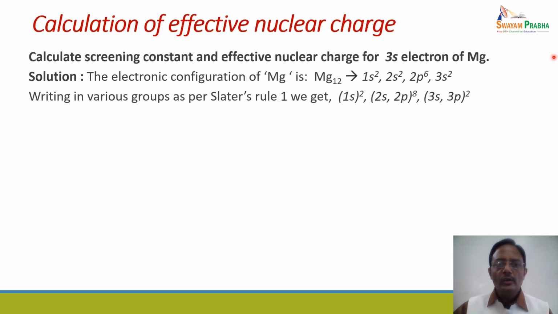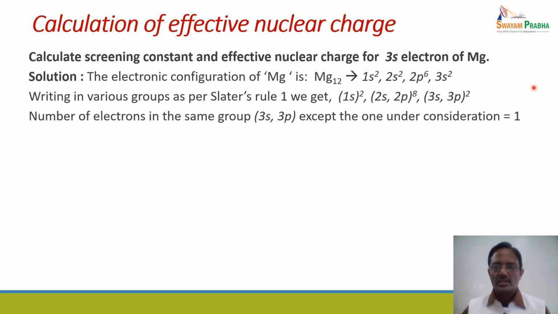According to Slater's rule number 1, we have to write the electronic configuration in the form of groups like 1s, 2s2p and 3s3p. There is no need to write the remaining groups like 4th and 3d. So 1s has 2 electrons, 2s and 2p combined have 8 electrons, and 3s and 3p combined have 2 electrons. Out of these 2 electrons, 1 electron is under consideration and 1 is other than the one under consideration.